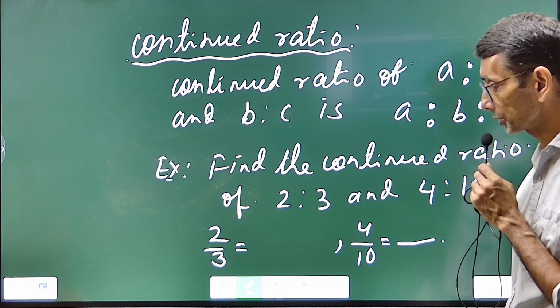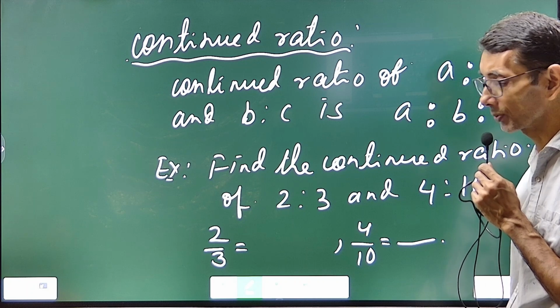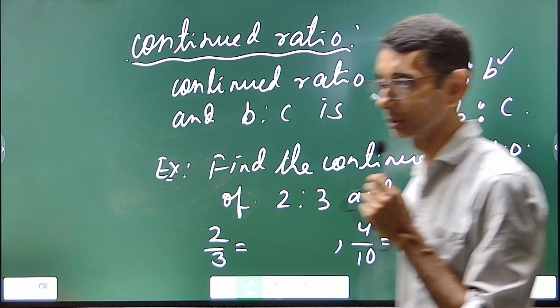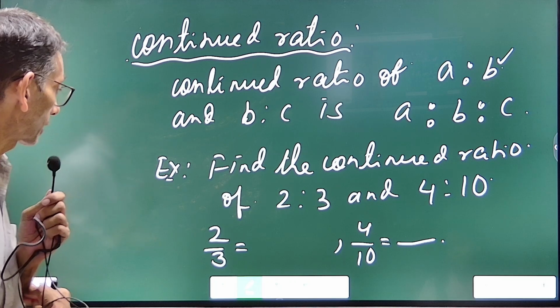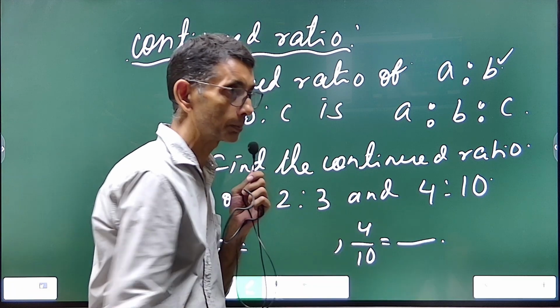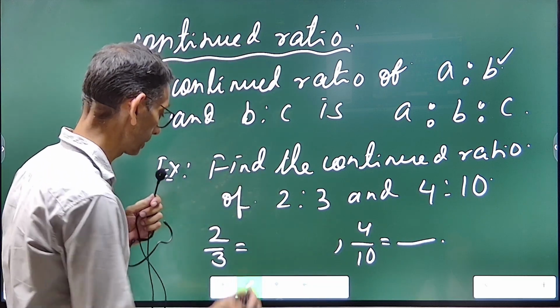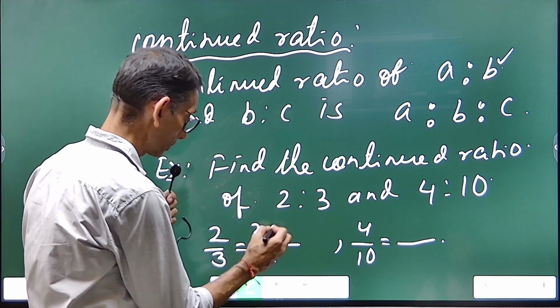Okay. So the trick is 3 or 4. What is the LCM of 3 and 4? 12. LCM of 3 and 4 is 12. Then if we multiply 4 by 3, what will we get? 12. And if we multiply 3 by 4, 12. So therefore we'll try in this way.